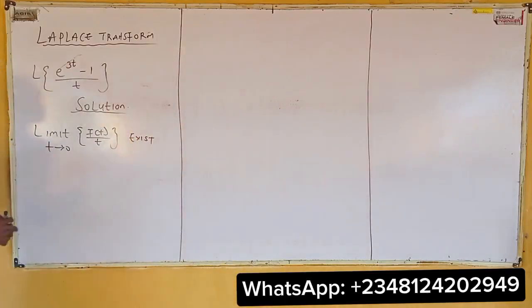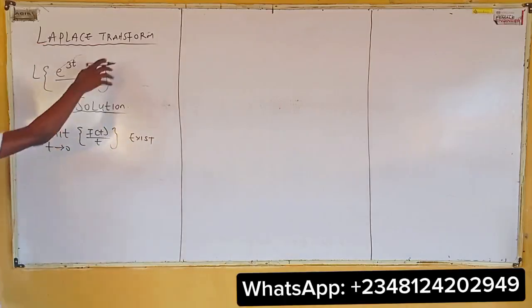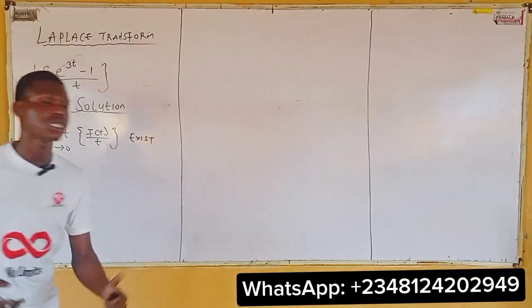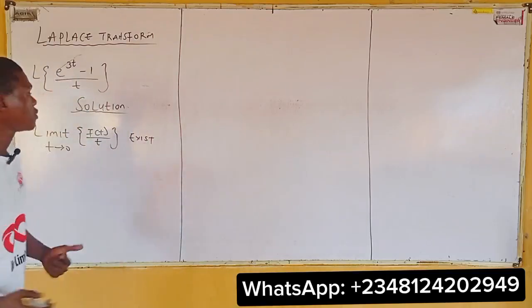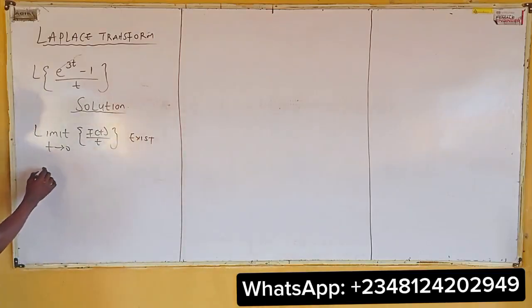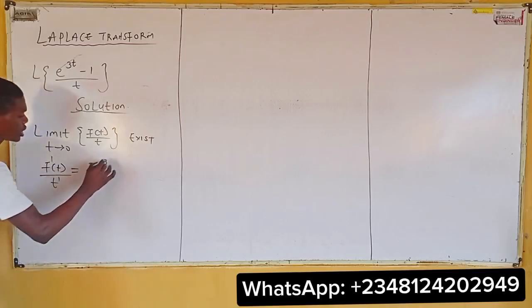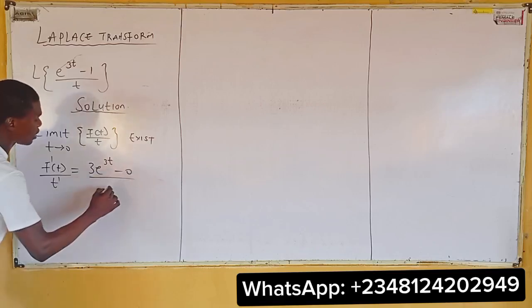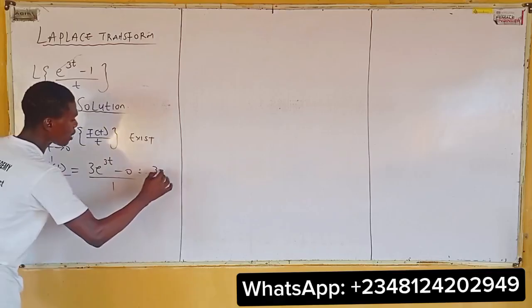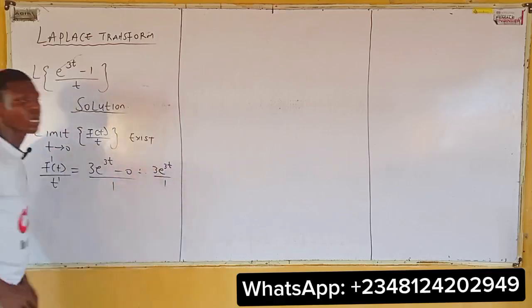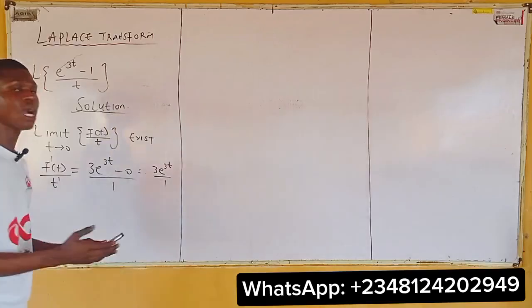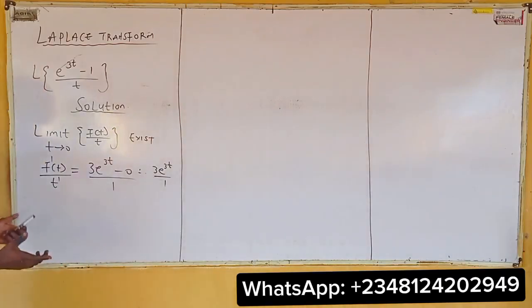Now, identify what your f of t is. Your f of t is exponential 3t minus 1. Differentiate your numerator, which is your f of t, with respect to t. Then differentiate the denominator, which is a function of t. So the derivative of f of t, all divided by the derivative of t, gives 3 exponential 3t minus 0, all divided by 1. That is, 3 exponential 3t over 1. I want to believe you know how we got this. We only applied the basic idea of differential calculus.